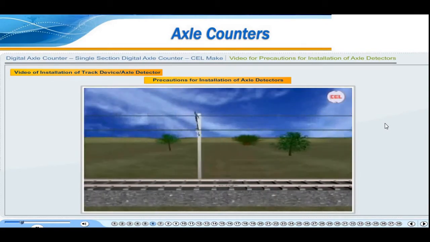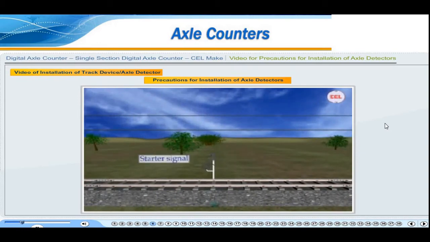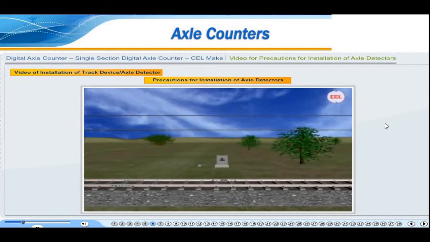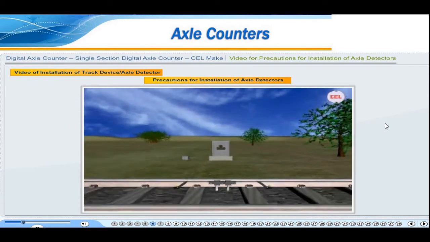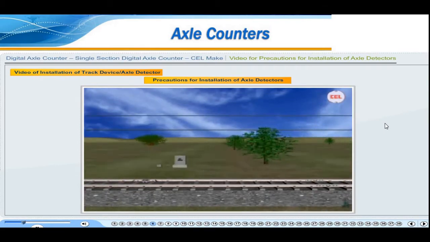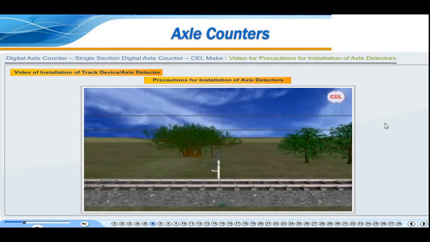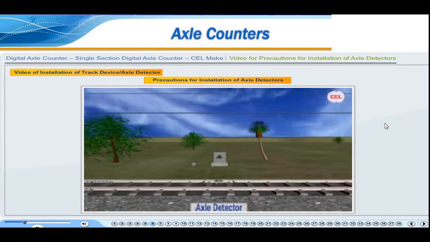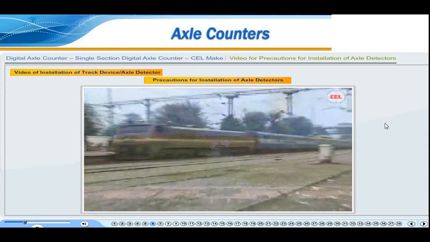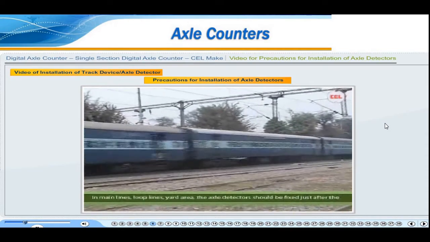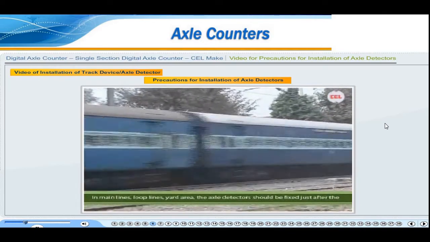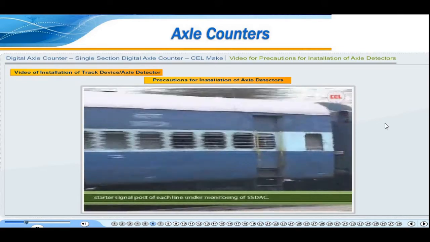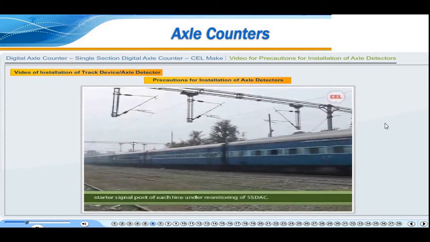Ensure that the axle detectors are installed after the advanced starter signal post of both the stations for use as BPAC on single line section. In main lines, loop lines, yard area, the axle detectors should be fixed just after the starter signal post of each line under monitoring of SSDAC.